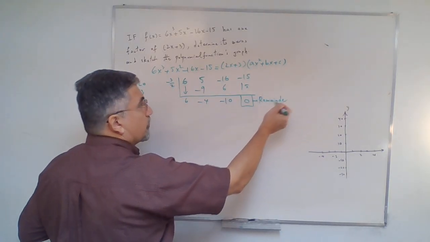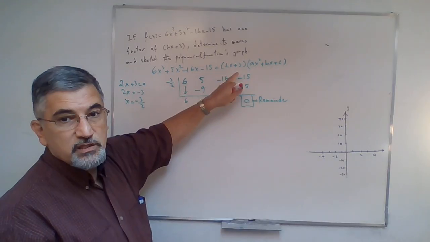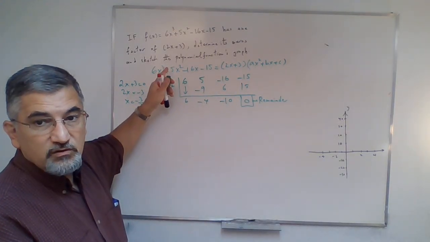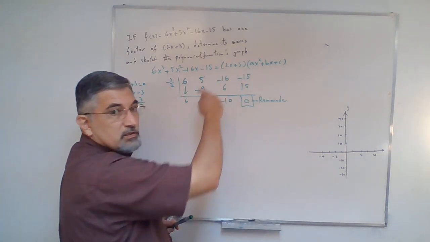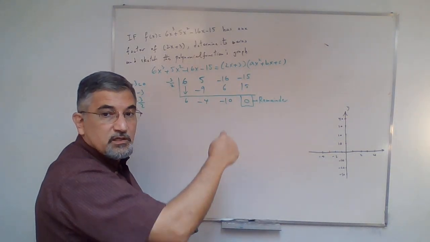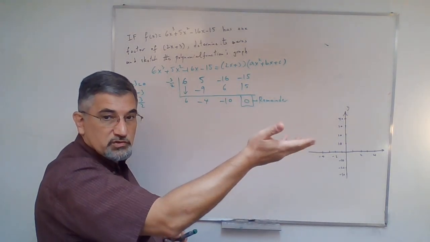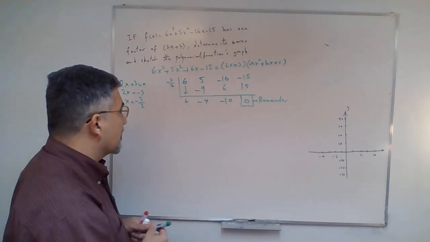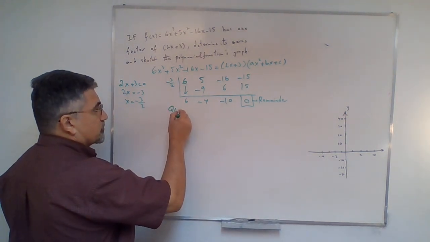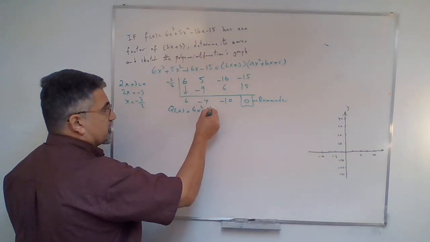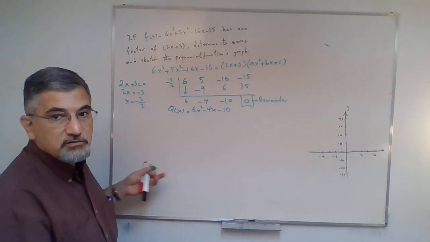because we did know, it was given, that 2x plus 3 is actually a factor of the cubic polynomial. So whatever the quotient is, times the divisor plus 0, which is the remainder, would be the dividend if you write the division statement. So now we end up with the quotient as 6x squared minus 4x minus 10. Now the puzzle is solved.